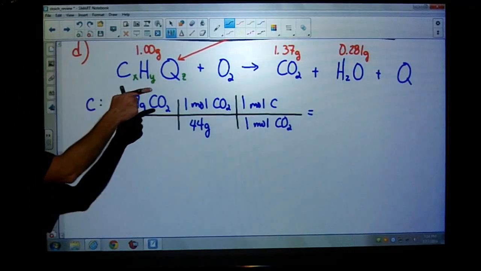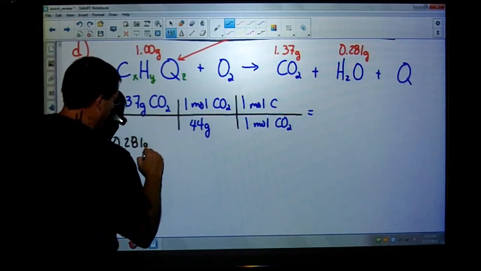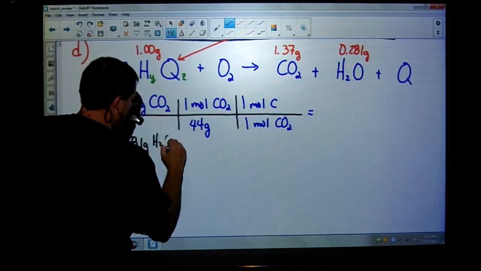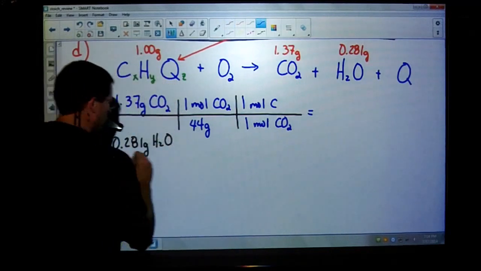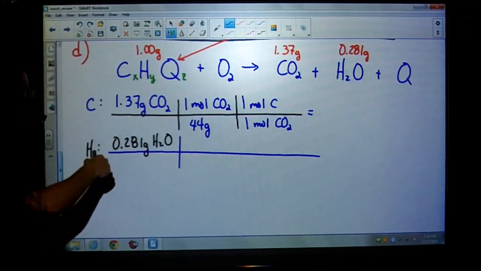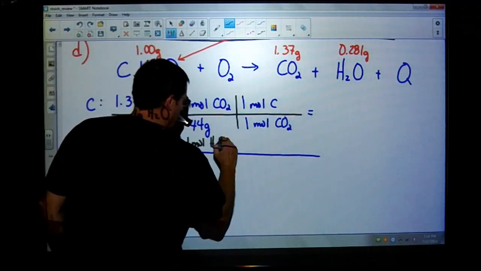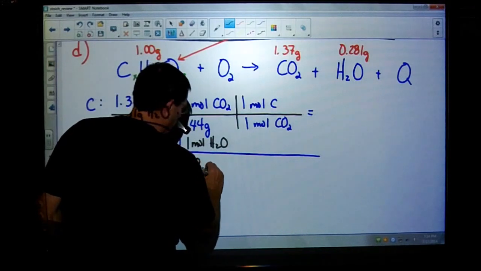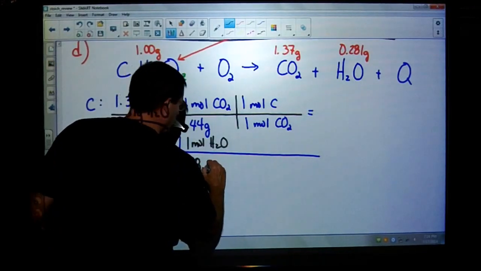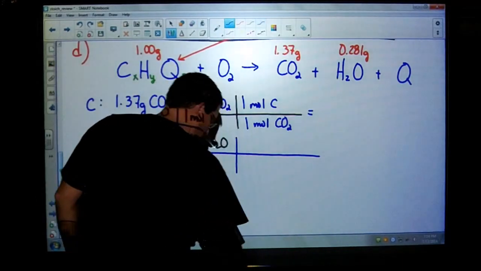Okay, so I have 281 grams of water. What I'm going to do is find out how many moles of water I have. So 1 mole of water is 18.016. Let's just leave it at 18. And do our mole ratio.